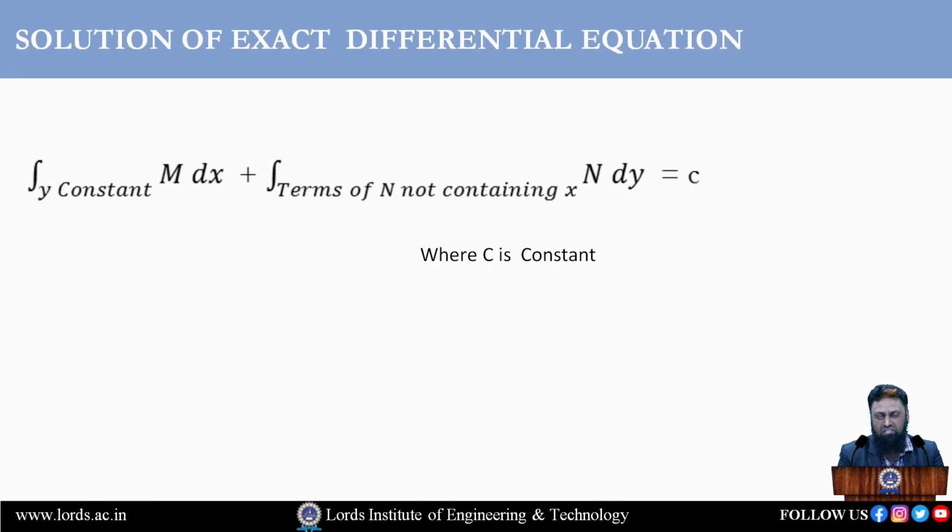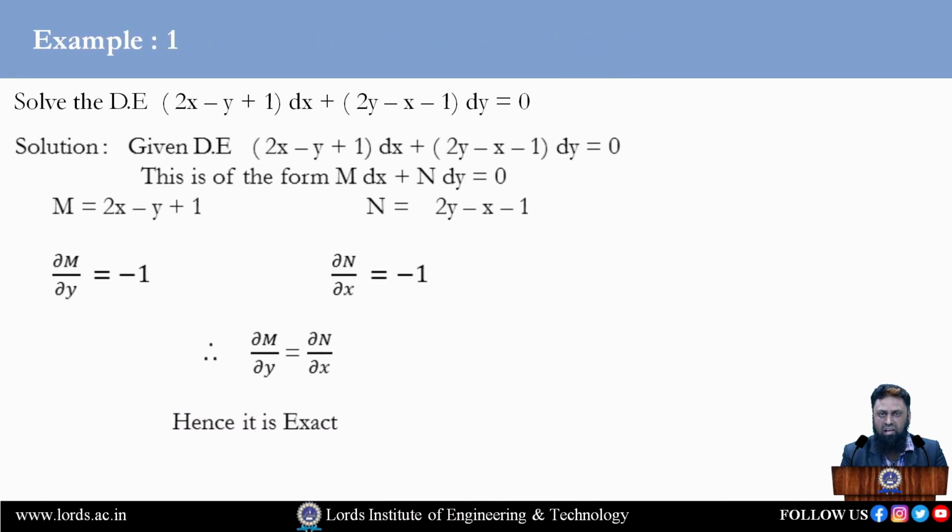Integration of M dx, where y is a constant in M, plus integration of N dy, taking the terms of N not containing x, equal to c. This is the general solution of an exact differential equation. Now we go to one example problem. Solve the differential equation (2x minus y plus 1) dx plus (2y minus x minus 1) dy equal to 0.